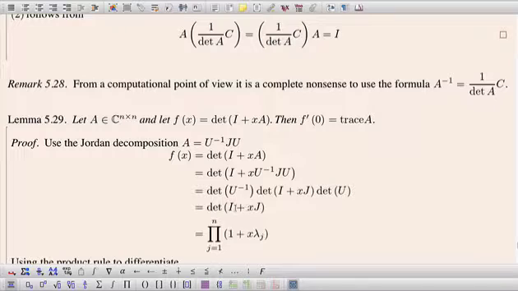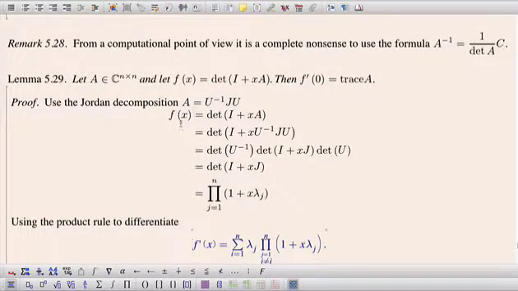And it's an upper triangular matrix. So the diagonal entries are 1 plus x times lambda j, and the determinant is just the product of all these entries. Here the lambda j are not necessarily different. These are all the diagonal entries, really the eigenvalues, and perhaps they are repeated.